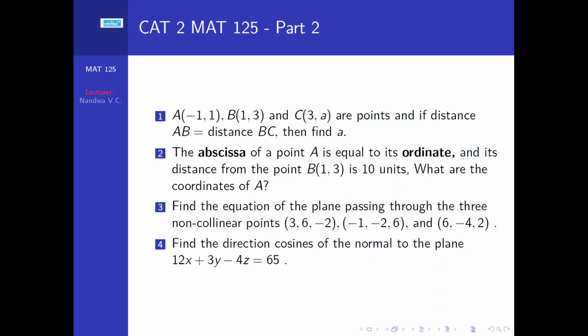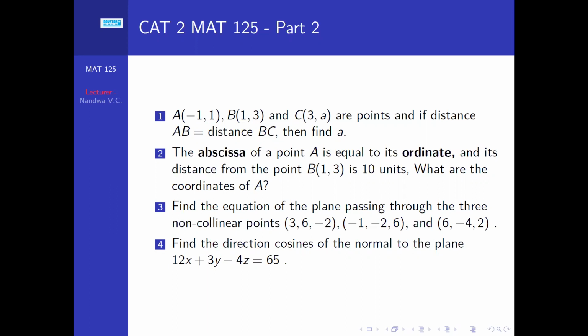So there are 3 points, A, B, and C. One of the values in C is not known. So we have to find the value of that unknown A, given that distance of AB is the same as distance of BC.